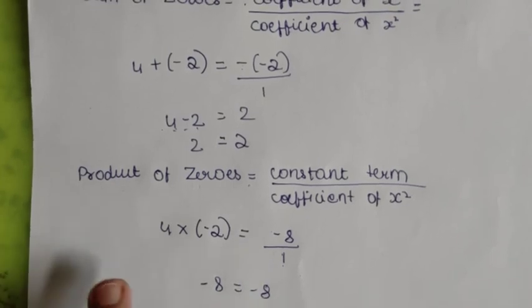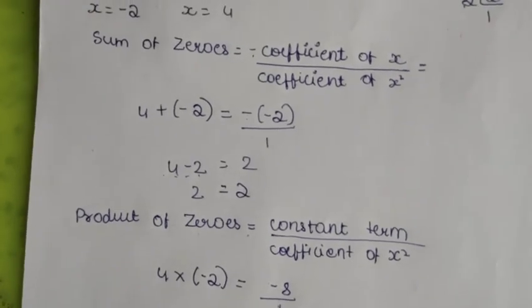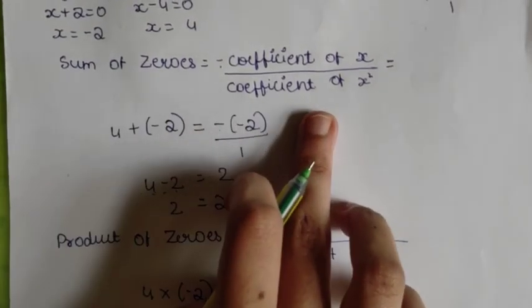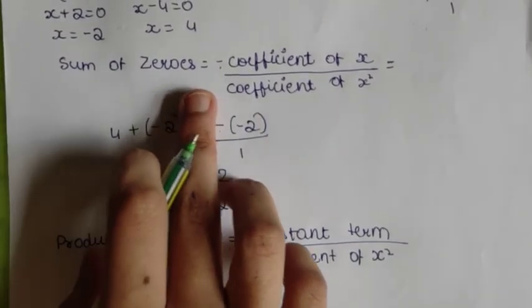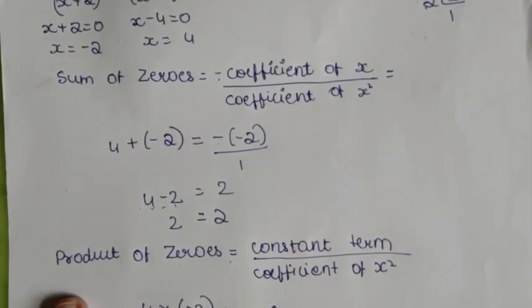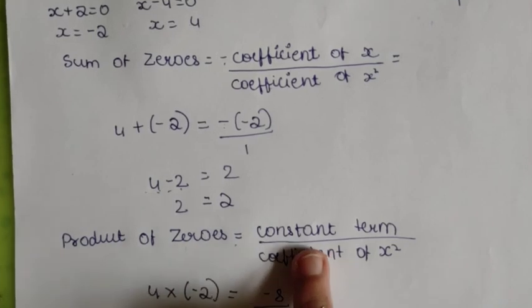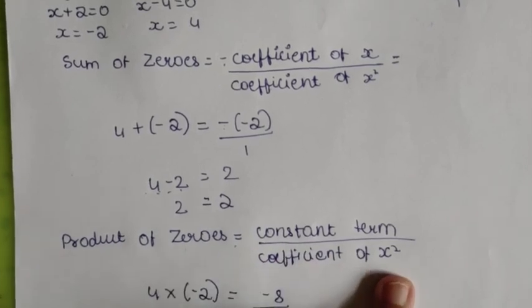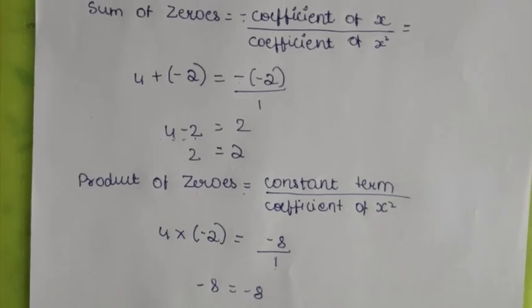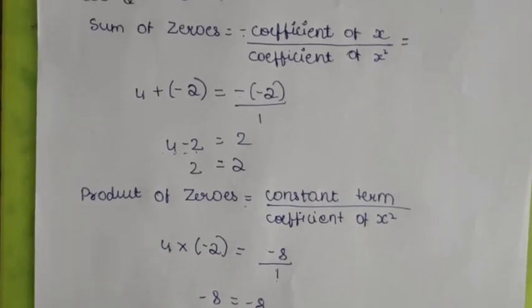The important thing in this question was that you first remember the formula: the sum of zeros is minus coefficient of x by coefficient of x square, and the product of zeros is the constant term by coefficient of x square. So this was the first part.